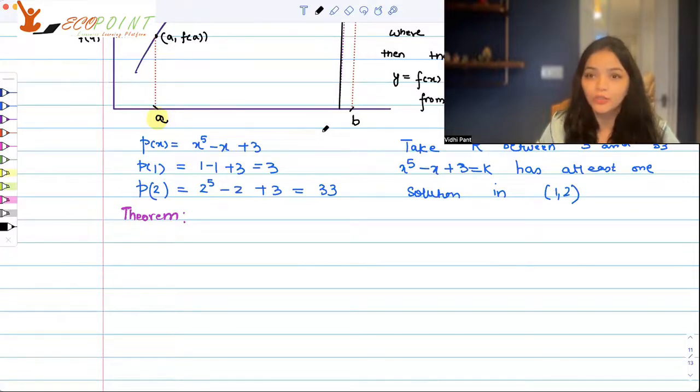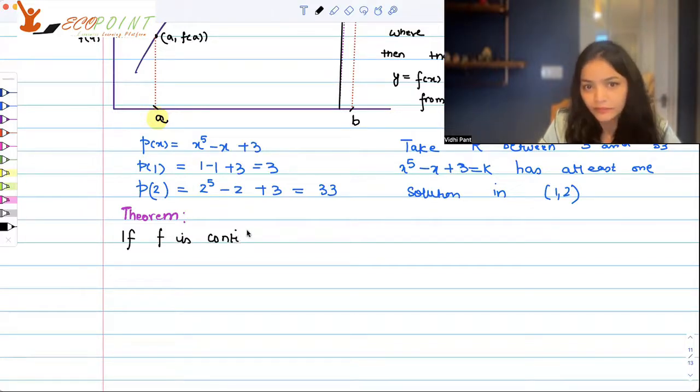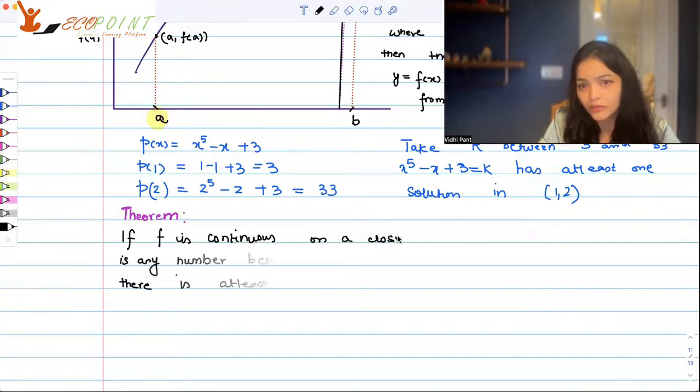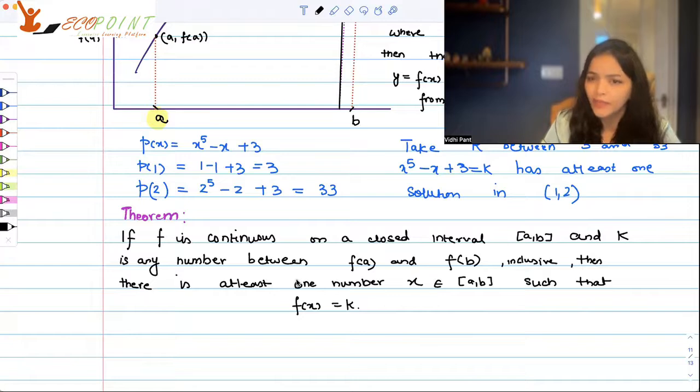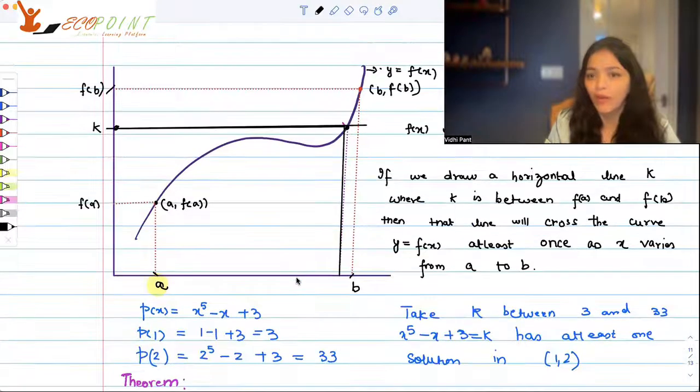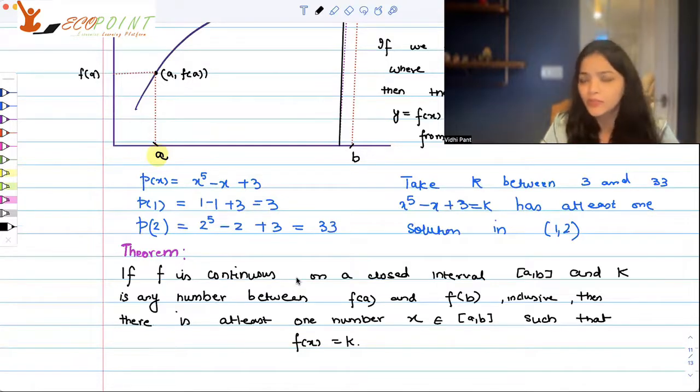I think now we are in a situation to formally state this theorem. So this theorem is basically telling you: if f is continuous on a closed interval [a, b] and k is any number between f(a) and f(b), including both f(a) and f(b), then there is at least one number x belonging to [a, b] such that f(x) is equal to k. Exactly what we have discussed before and seen through the example. The best part of the intermediate value theorem is that you just require continuity as far as the prerequisite for the function is concerned. It's just continuity of the function which is required. But yes, that's important. The function must be continuous, then only you can talk about the intermediate value theorem.